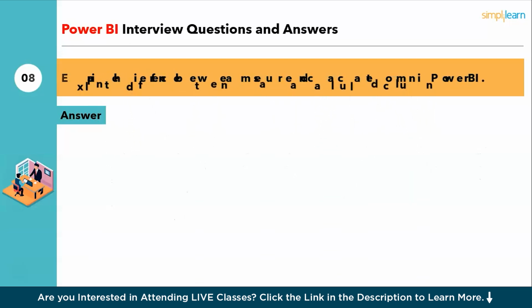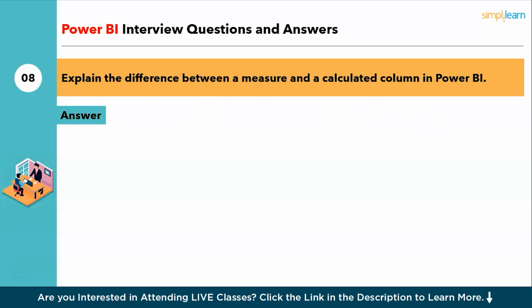Now let's go with question number 8. Explain the difference between a measure and a calculated field. So this can be an important question for freshers especially, right? Personally, I've asked this question to candidates many times. So the answer could be a little tricky, right?